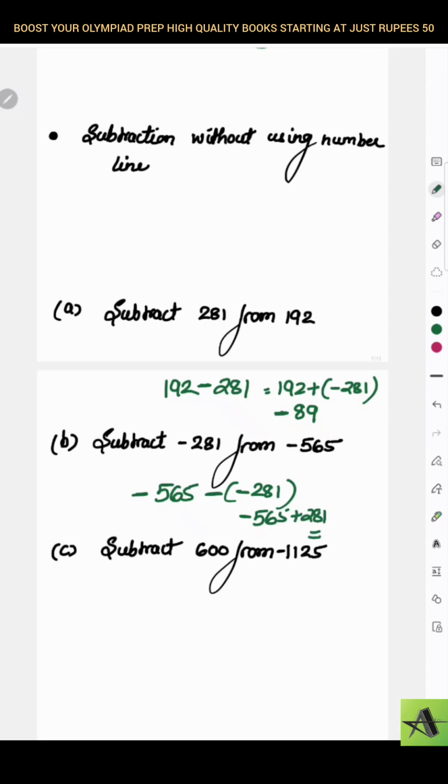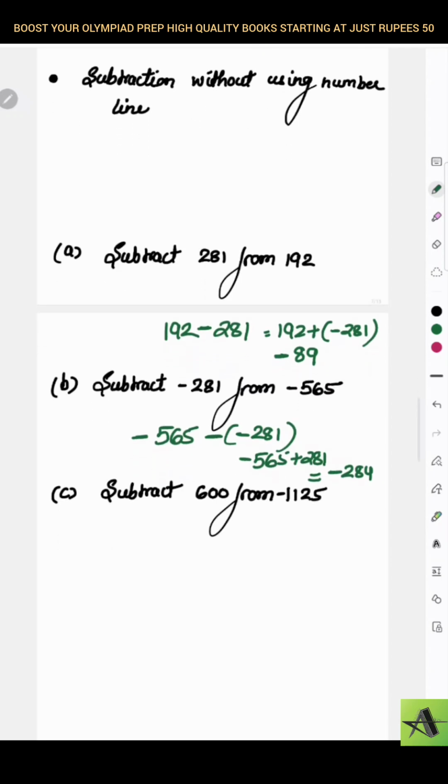Now we are just adding two numbers having different signs. So I have to subtract 281 from 565. 565 minus 281 is 284. And the bigger one is 565, so I'll use this sign.